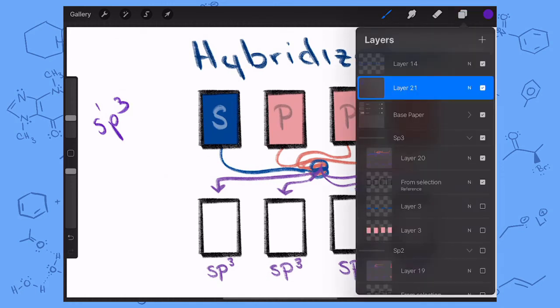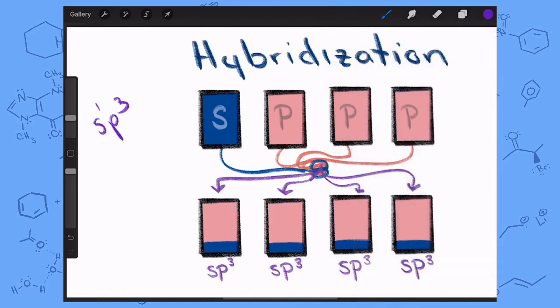Each one will have 1/4 of the s and 3/4 of the p. Because again, we're thinking of this in terms of cutting a piece of paper. If we wanted to hybridize all of these pieces of paper together, this is what they would look like. So now we have 4 orbitals that have some bit of s character in them. So that's 4 electron groups. So atoms that are sp3 hybridized have a tetrahedral geometry. Any atom that is tetrahedral is sp3 hybridized, and it has 4 equivalent sp3 orbitals.